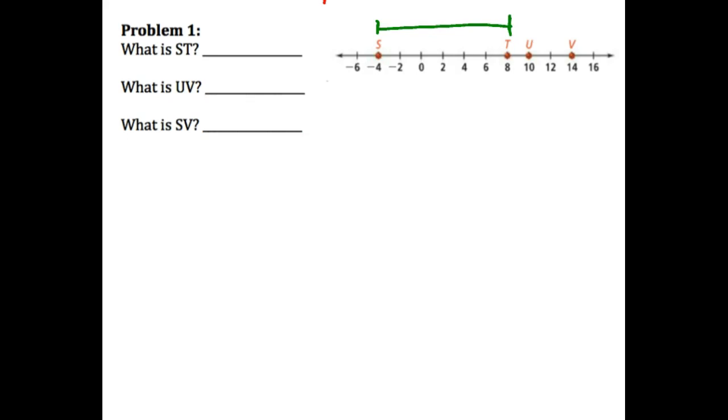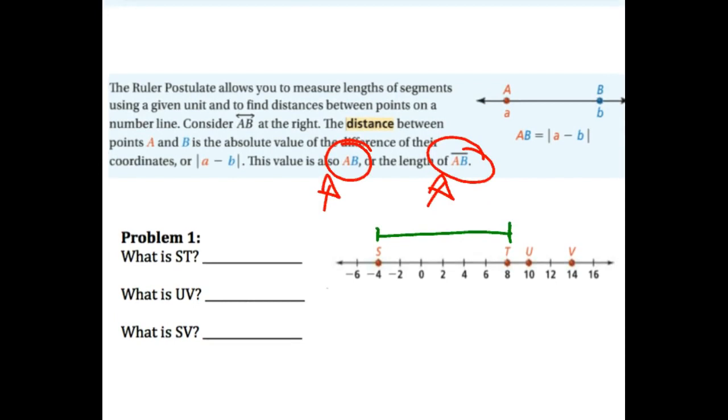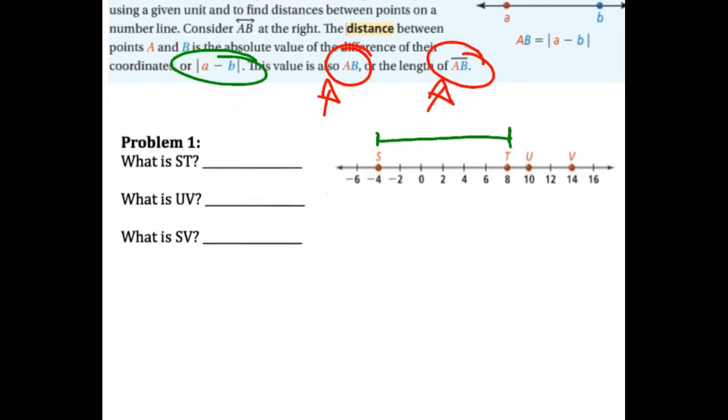How long is it? Well, you could count the segment out using the tick marks, but I would actually recommend not doing that. Because if you notice, it's actually counting by twos in the drawing, and you might forget that if you're rushing. What I would do is actually follow the ruler postulate, which says the absolute value of the difference in their coordinates. So we start with the first point, S.